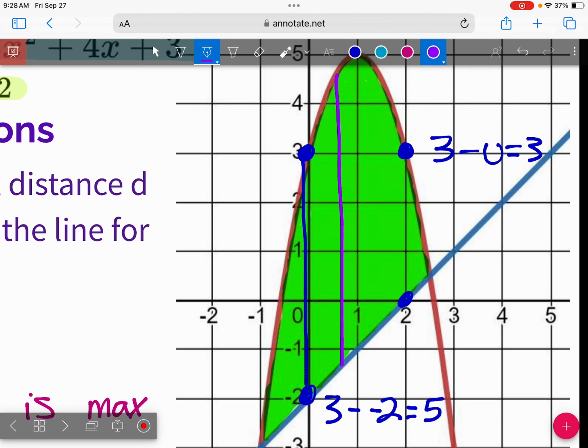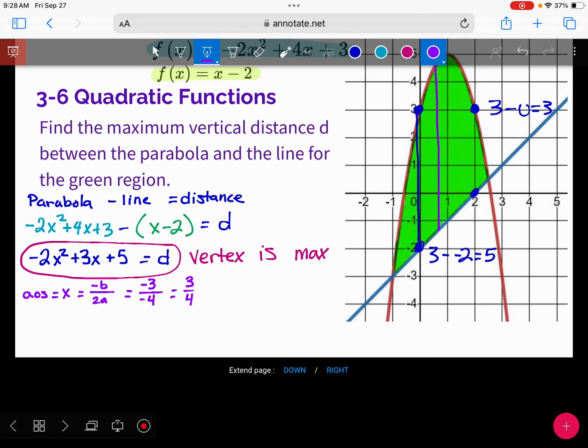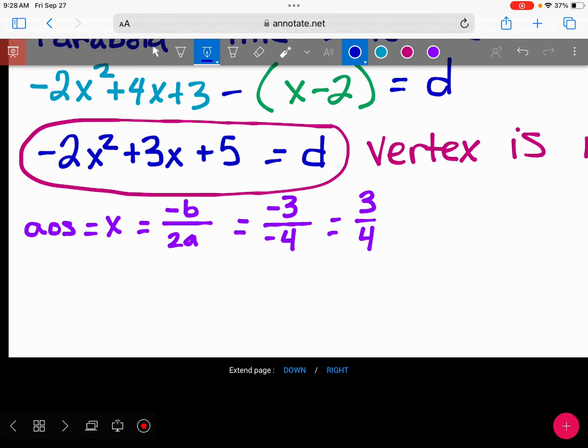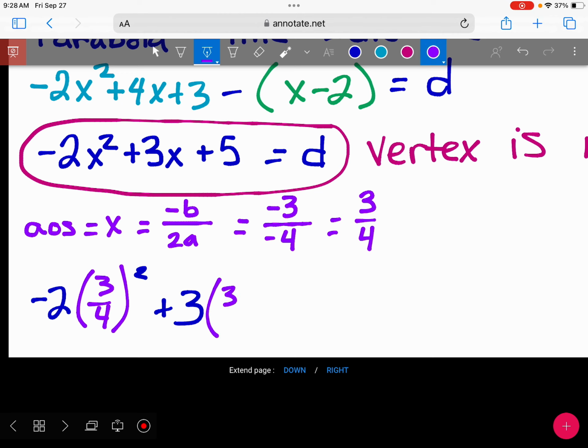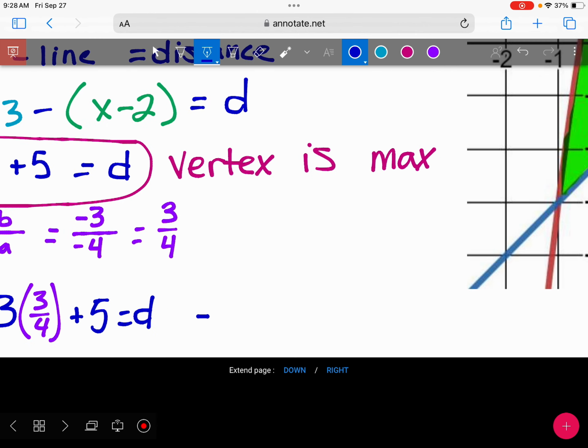How can we find out what that distance is? Put it back into this guy. So we're going to take that x of 3/4 and substitute it back in. So we're going to have our negative 2 times 3/4 squared plus 3 times 3/4 plus 5. That's what equals our distance. So let's simplify that.